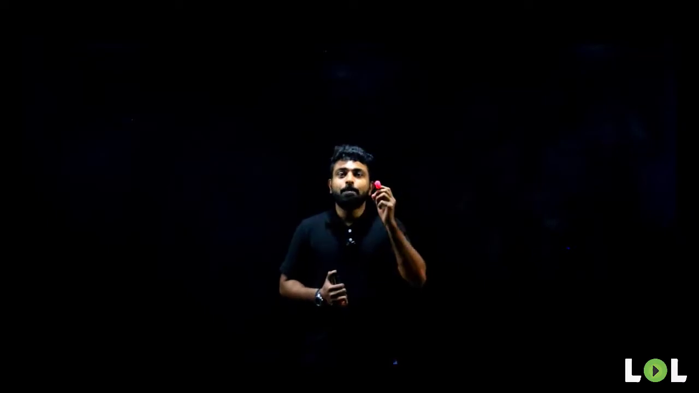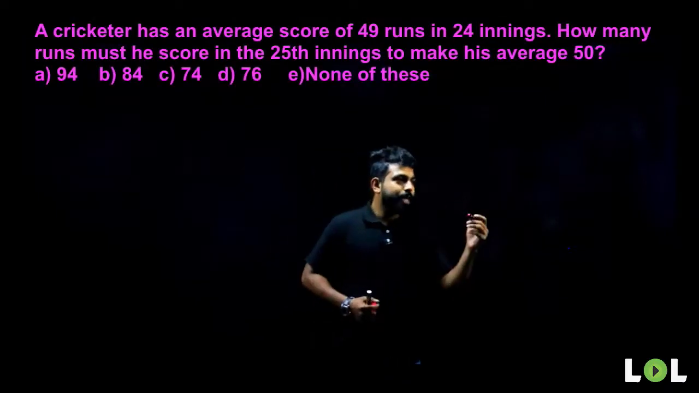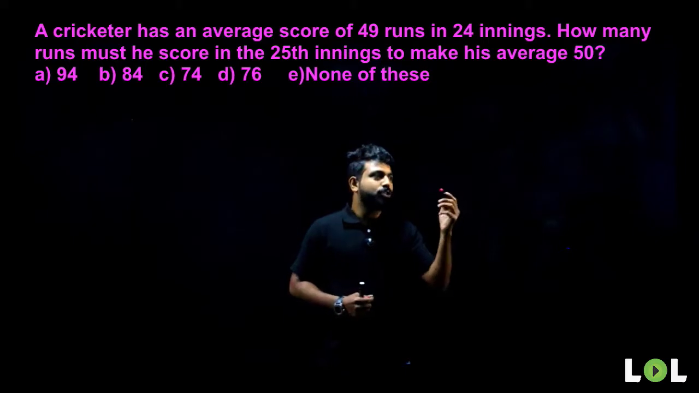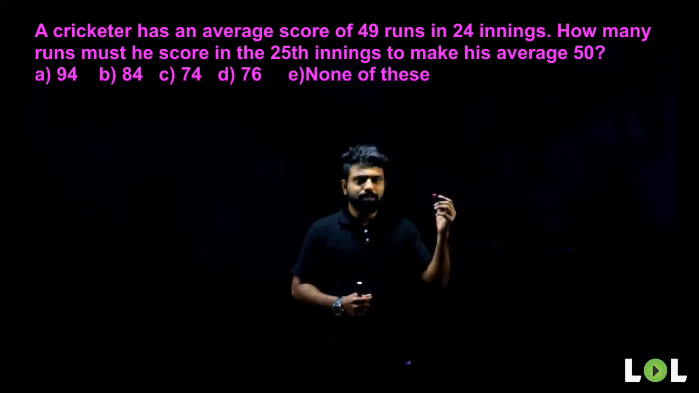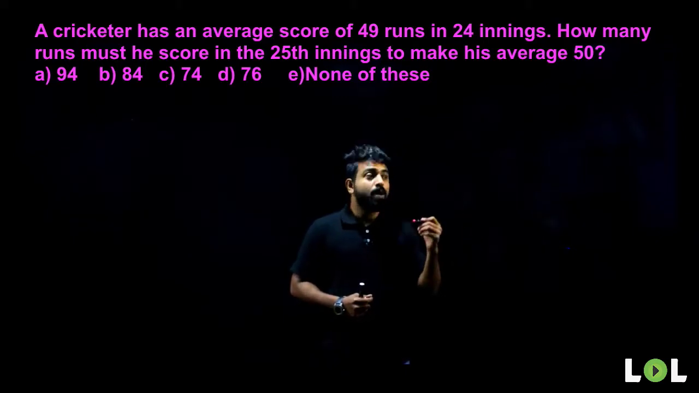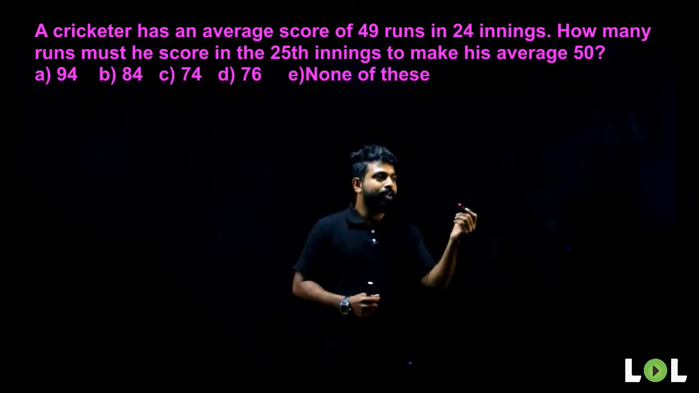Now let us look at our next example so that you will understand the method of equal distribution with perfection. Now what does it say? A cricketer has an average score of 49 runs in 24 innings. How many runs must he score in the 25th innings to make his average 50?